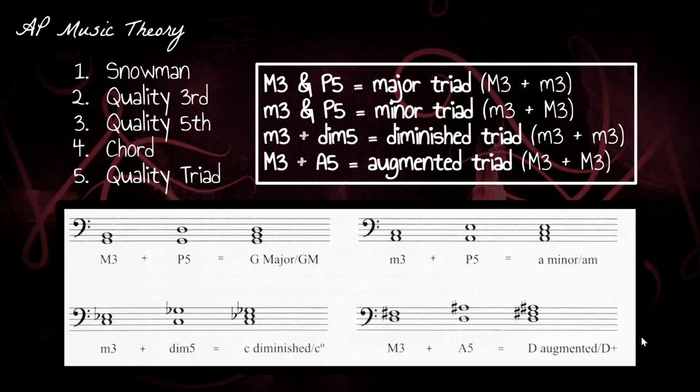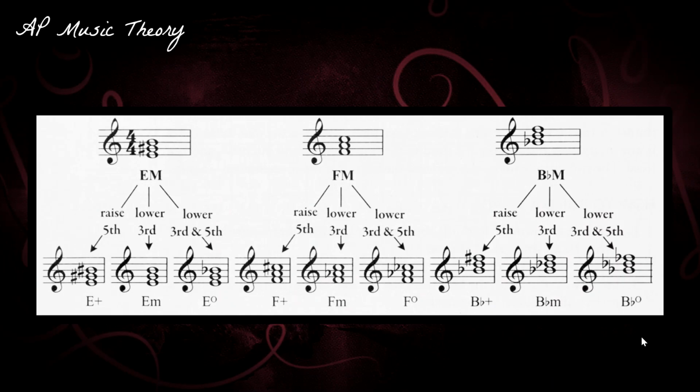If you know what the major triad is, then you can easily adjust the third and the fifth to create other chord qualities. From major, raise the fifth to create an augmented triad. From major, lower the third to create a minor triad. From major, lower the third and the fifth to create a diminished triad, or lower only the fifth from the minor triad. The key to this method is knowing what a major triad is.